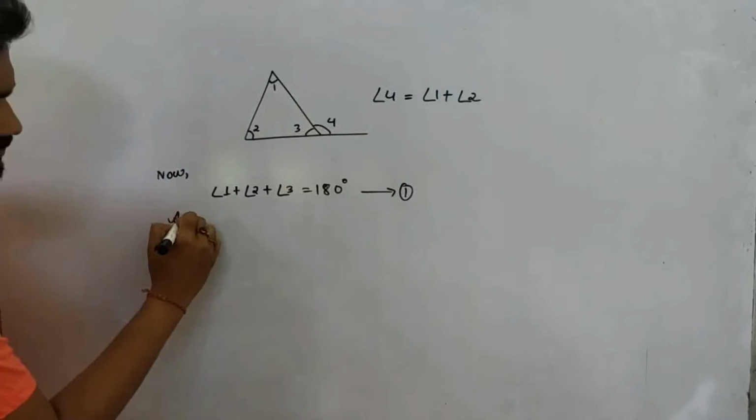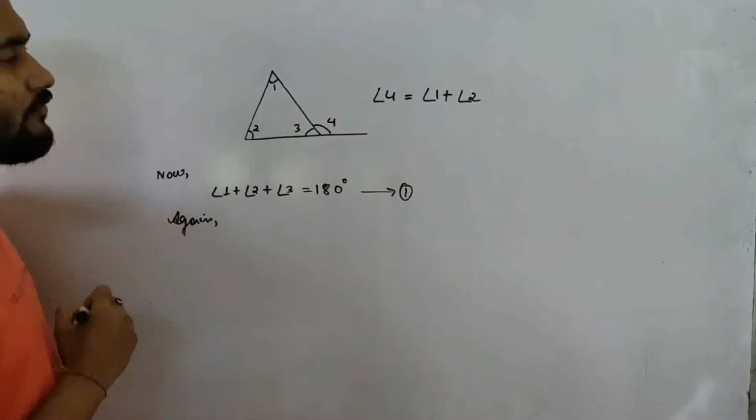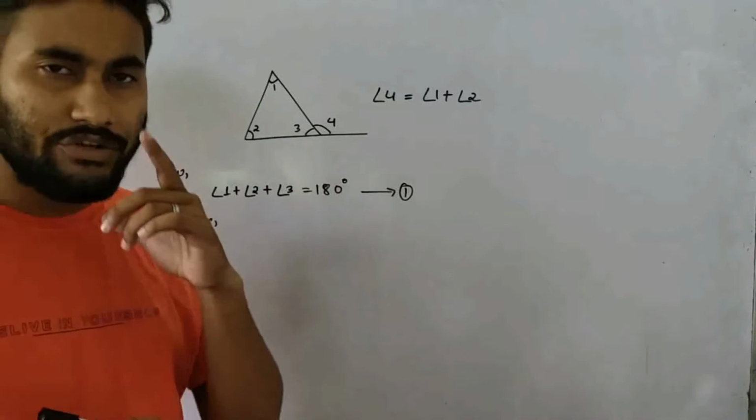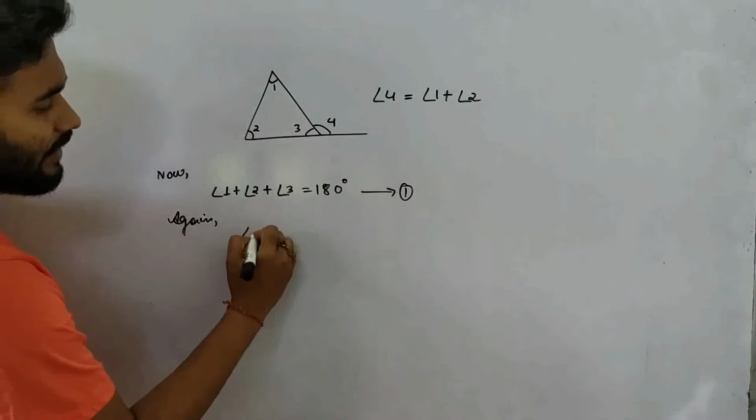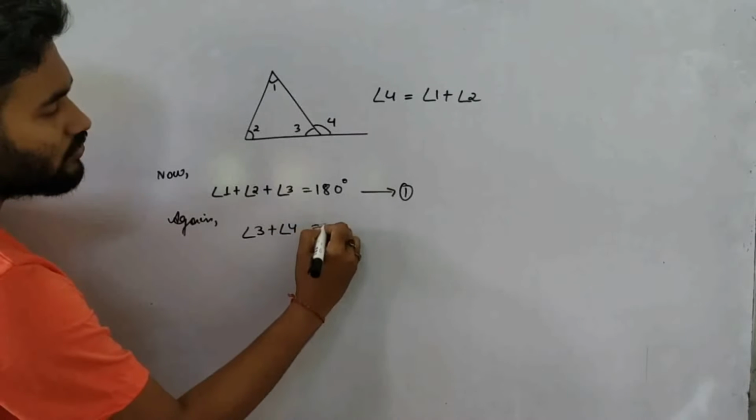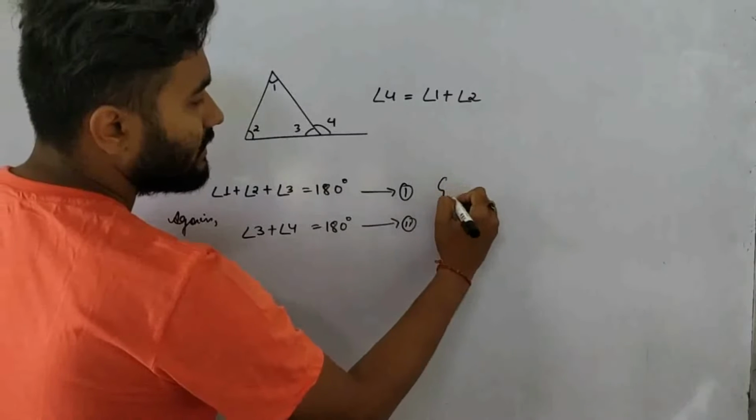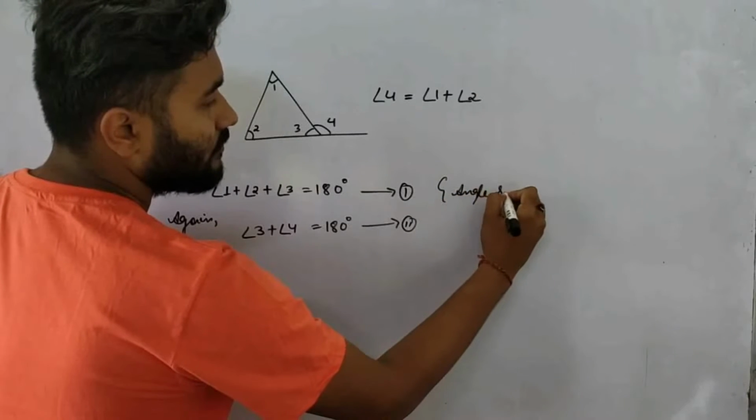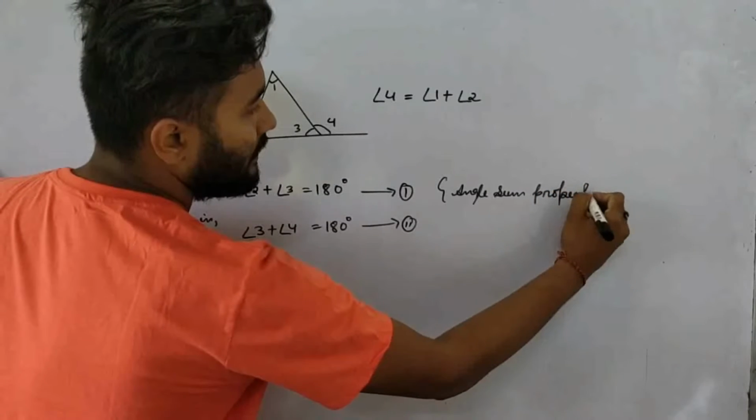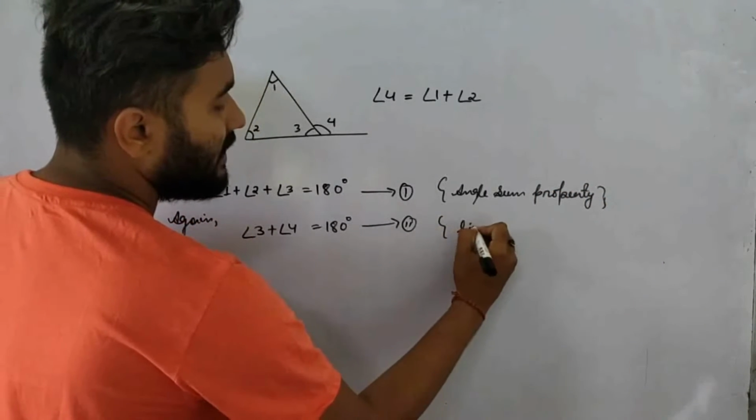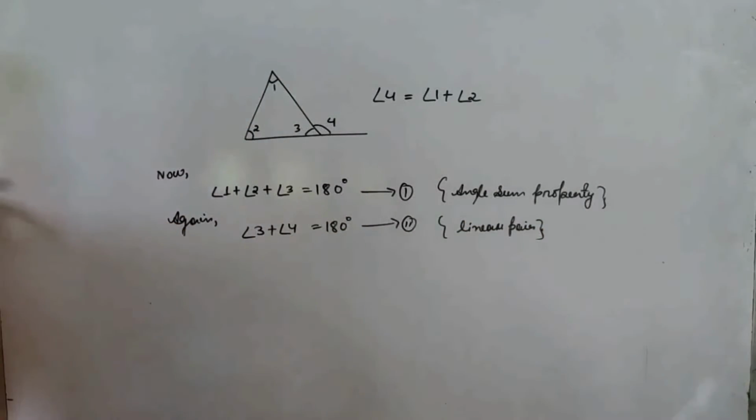Again, what can I say? This angle 3 and angle 4 are directly on the straight line. So they are forming a linear pair, isn't it? So again I can say that angle 3 plus angle 4 will also be equal to 180 degrees. Say equation 2. The first is angle sum property, and this is linear pair.